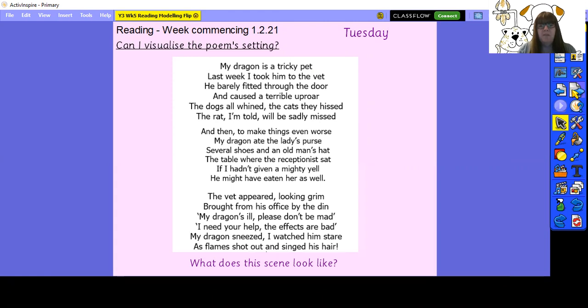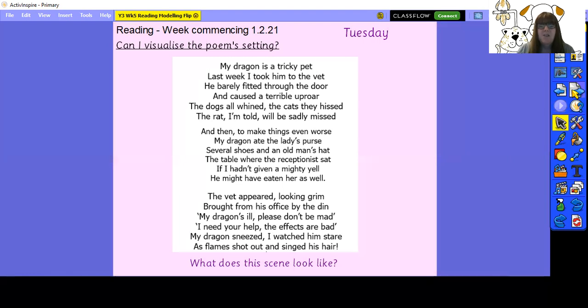Can you remember the poem from yesterday, My Dragon is a Tricky Pet? What happened to the vet when he walked out into the reception room? What did the dragon do? Yes, did you remember that he had shot out the flames and it had singed the vet's hair? Can you picture all the flames going over the vet's hair and his head on fire maybe? That is visualizing. That is creating the picture in your head of what the text is talking about.